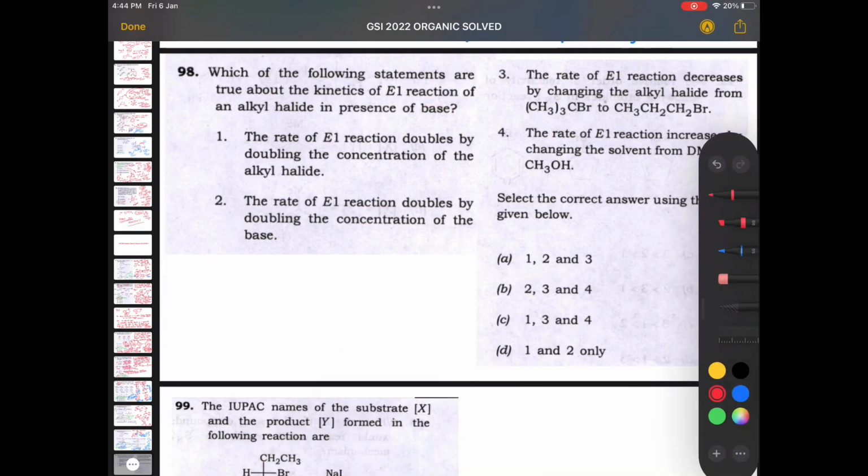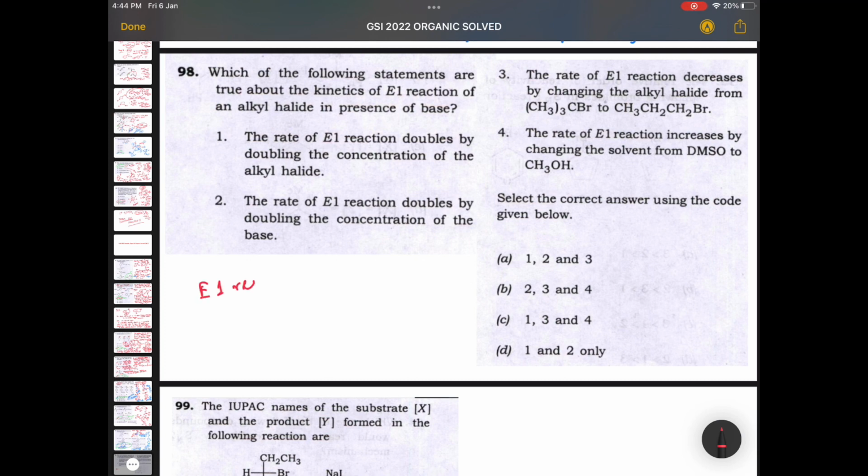Okay, so let us check out this question. We have been asked to find out which of the following statements are true about the E1 reaction of an alkyl halide in presence of base. So E1 depends only on the alkyl halide because it is a unimolecular elimination.